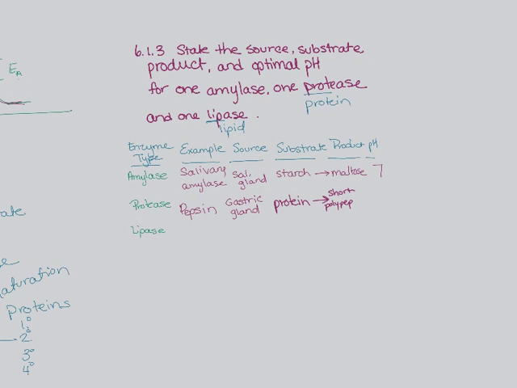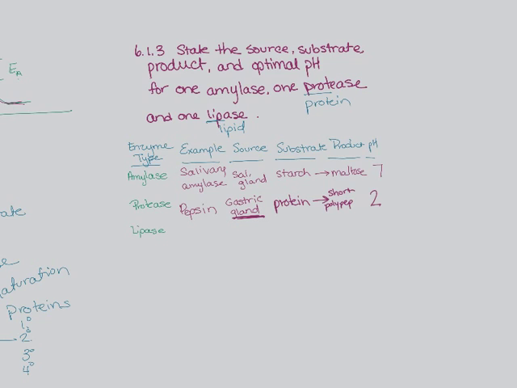Now, if we're thinking about the gastric gland, i.e. the stomach, we want to be thinking, what is the pH of the stomach? And like we said before, that high amount of hydrochloric acid, HCl, is very, very acidic, which means that pepsin is working best at a pH of around 1 to 2. So if you put pepsin in your mouth, it's not going to break down anything. It needs to be in a very, very low pH environment.